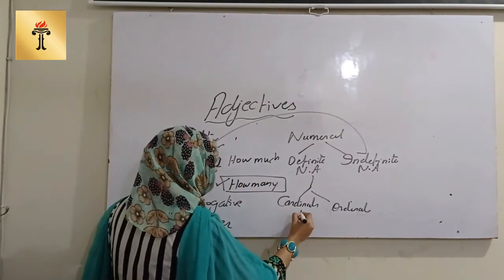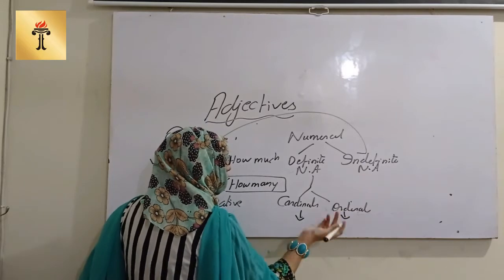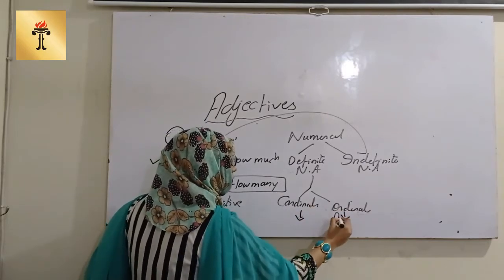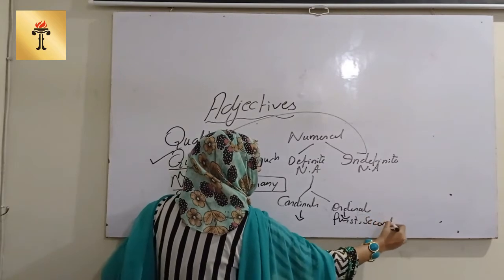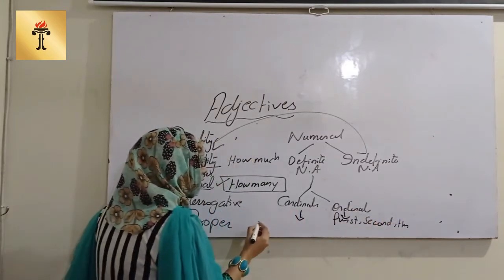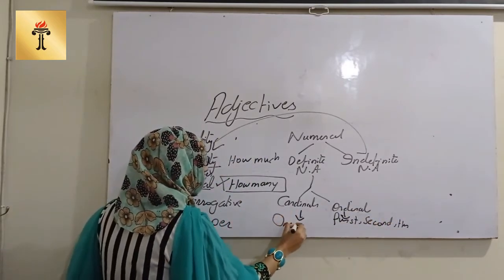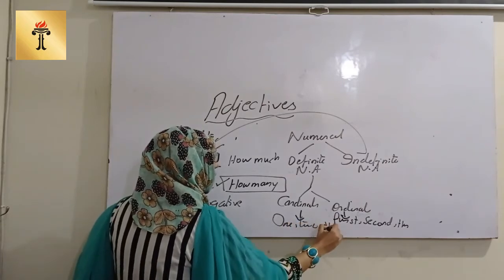Cardinals and ordinals. Ordinals means when you have something in order: first, second, third. And cardinals are 1, 2 and 3.